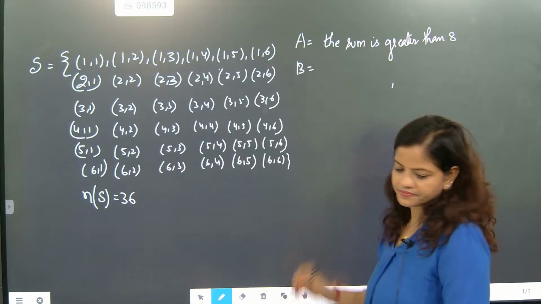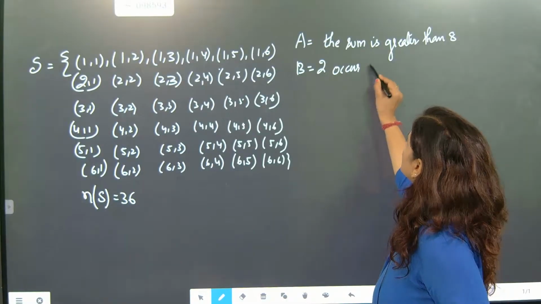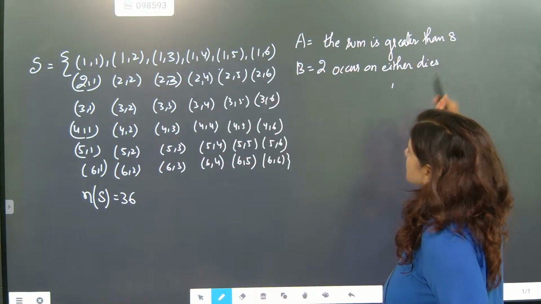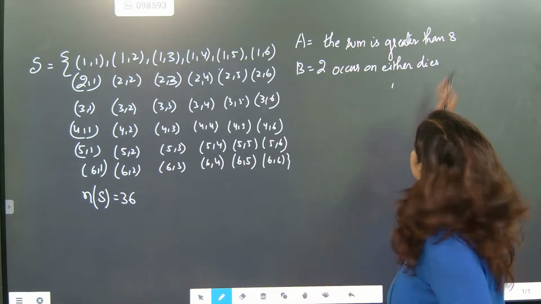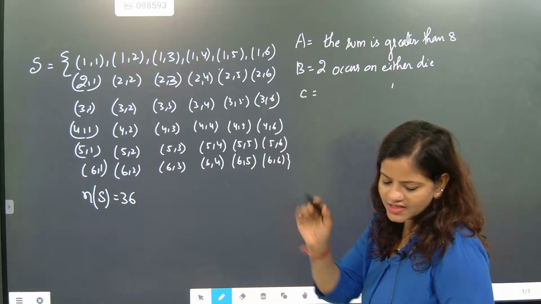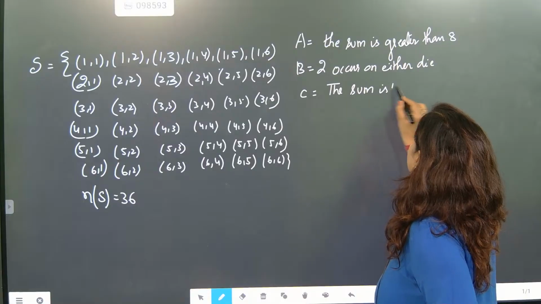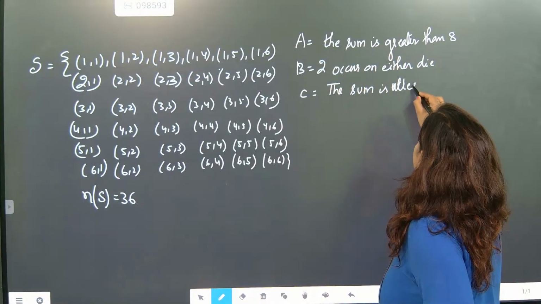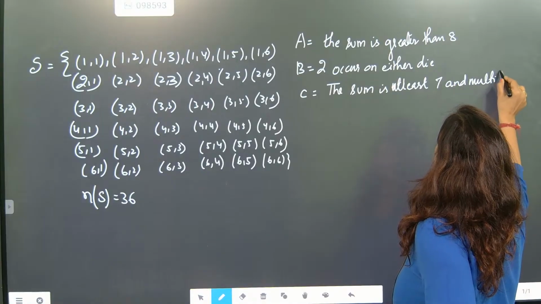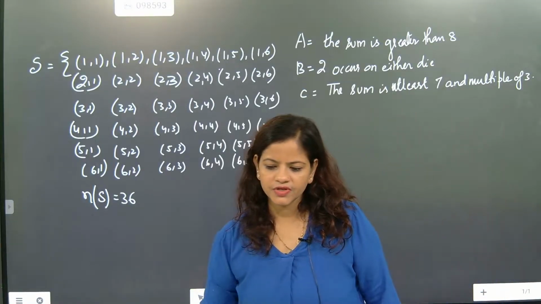What is B? 2 occurs on either die. Understood. And the third one is that the sum is at least 7 and a multiple of 3. So this is exactly the situation they are asking.